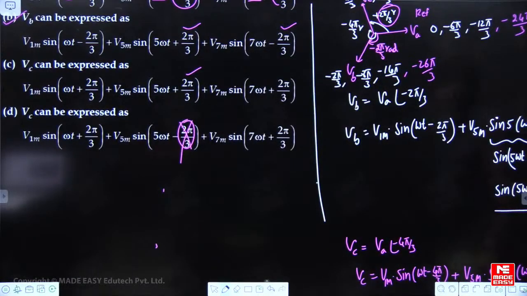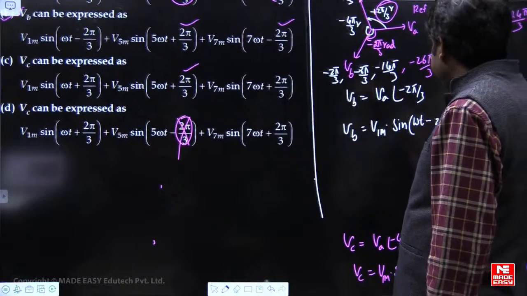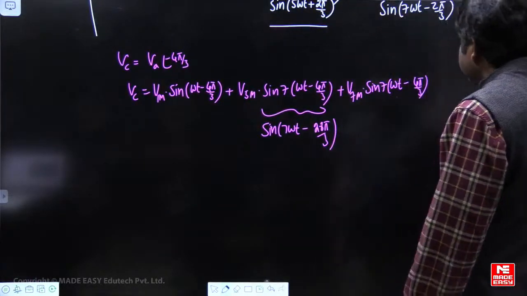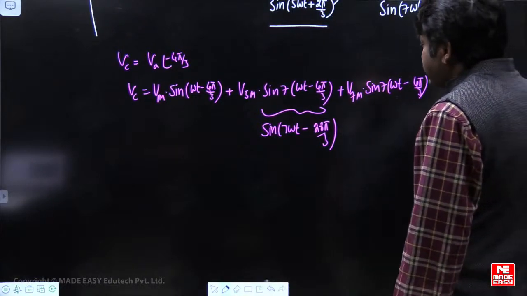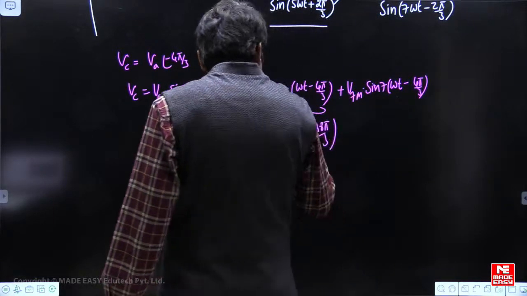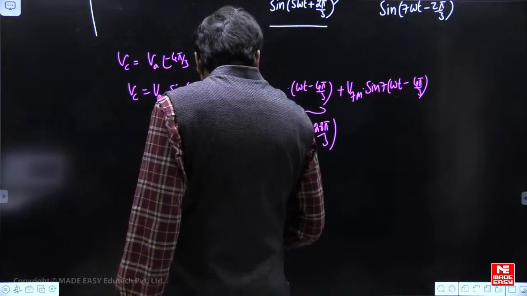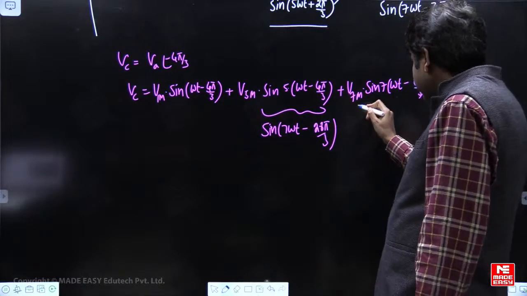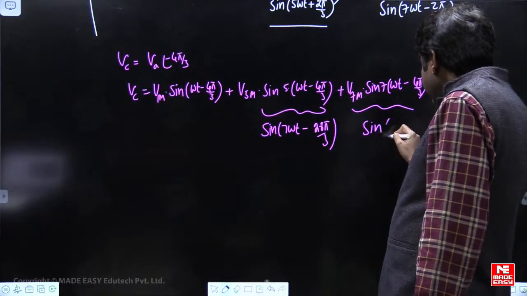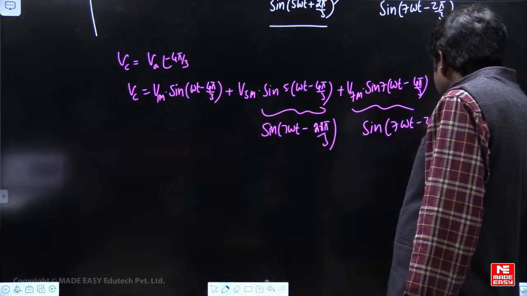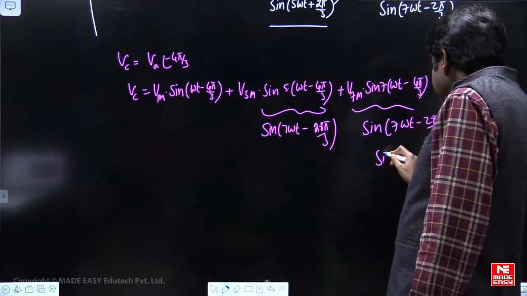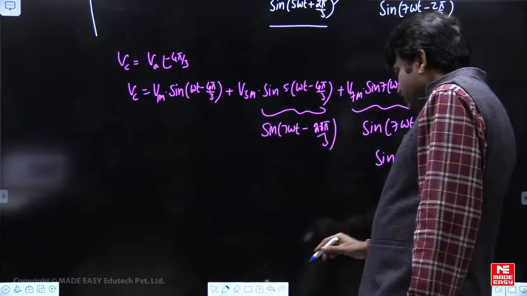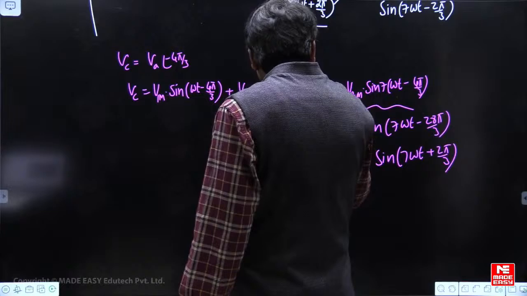And similarly, what about seventh harmonic frequency? Seventh harmonic you see here. Small correction, my dear students, this is 5 times, 7 times means this one. Here sine of 7 omega t minus 28 pi by 3, this is sine of 7 omega t plus 2 pi by 3. Okay, this is wrong, for this one.